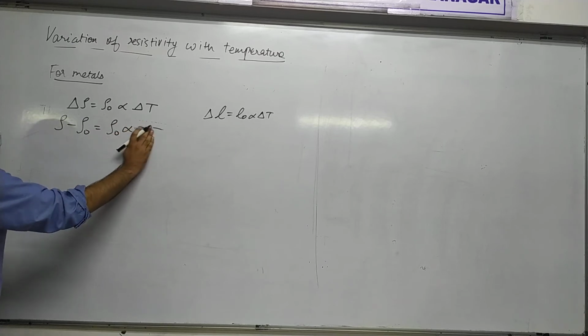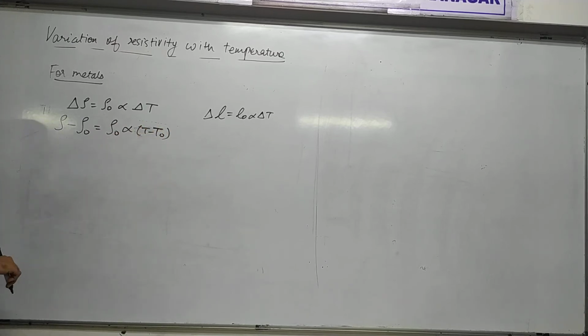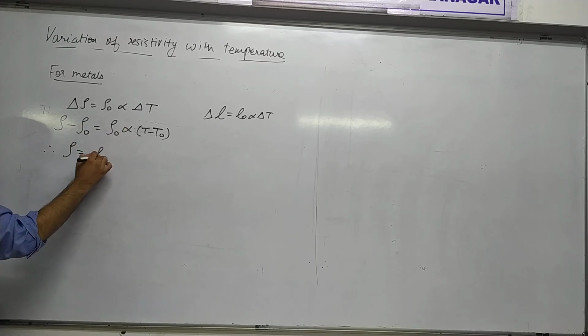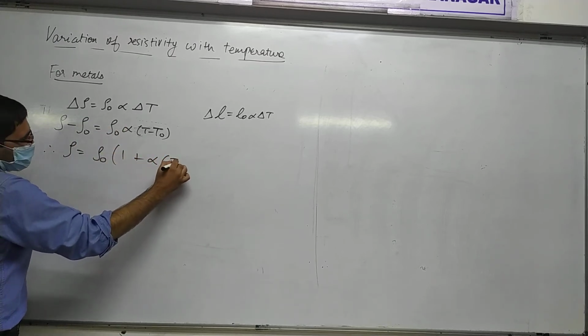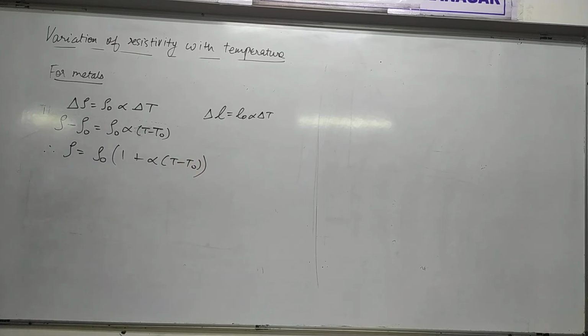Did you understand this step? Rho minus rho 0. Instead of delta rho, what am I writing? Rho minus rho 0. Okay, and then if I put rho 0 on that side, you can add rho 0. So rho 0 common, 1 plus alpha into T minus T0. Understood or not? Clear or not clear? Okay.